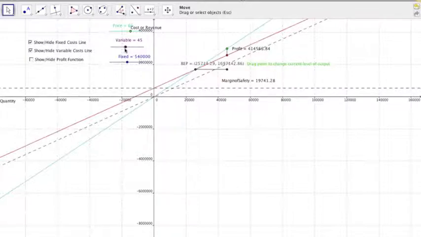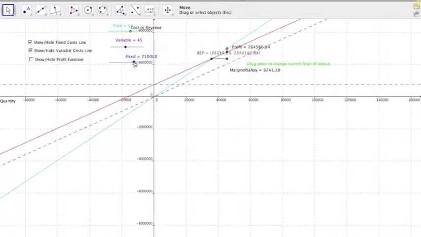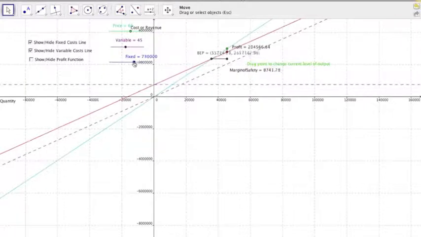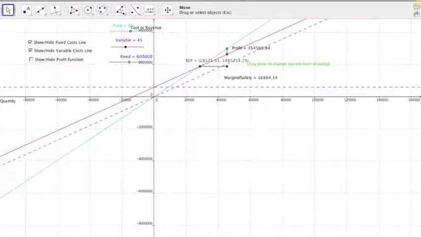Change in fixed costs. As the fixed costs increase, the total cost line vertically translates up, the break-even point moves more to the right, the margin of safety decreases, and there is also a lower amount of profit. As the fixed costs decrease, however, the total cost line vertically translates down, the break-even point moves more to the left, and the margin of safety increases, and also a higher amount of profit or a lower amount of loss.